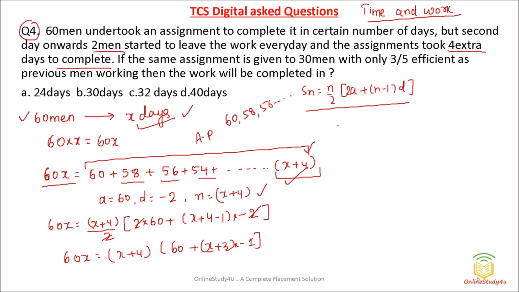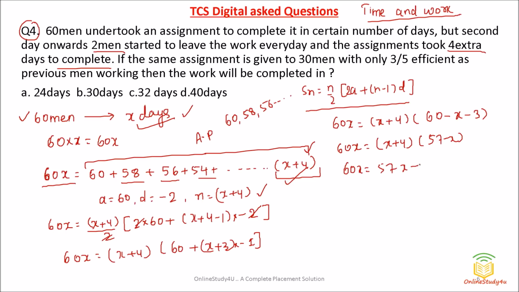Now, 60x will be equal to (x+4) into 60 minus x, and here also, friends, x+3, so this will become minus 3 because plus minus will be minus. 60x will be equal to (x+4) into (57 minus x), this is going to become a quadratic equation. Then, friends, 60x will be equal to 57x minus x square plus 228 minus 4x.